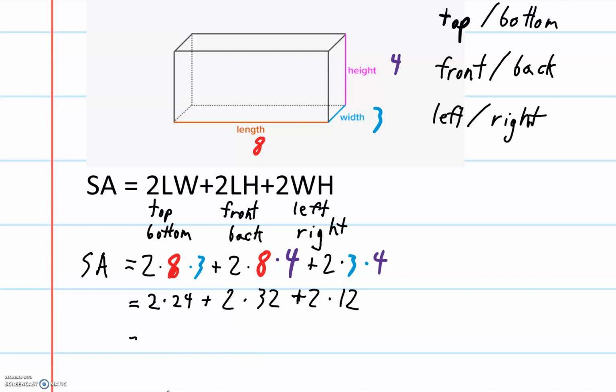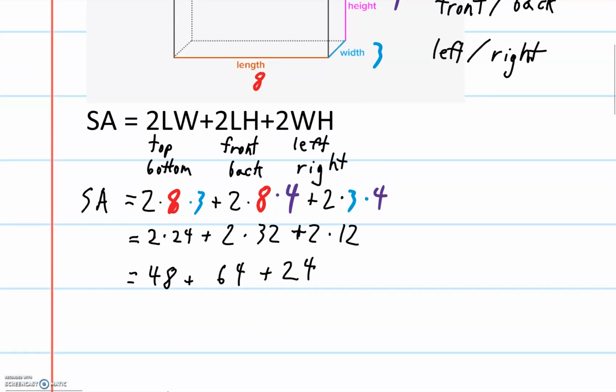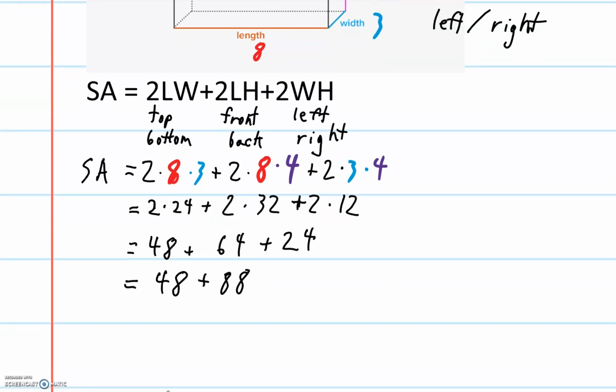So now we need to go through it one more step. 2 times 24 is 48. 2 times 32 is 64. 2 times 12 is 24. Okay, one more step here. Now we just have to add them together. 24 plus 64 is 88, and we have 48 over here. Finally, adding those together, we get 136. Let's just double check my numbers. Yeah, 136.